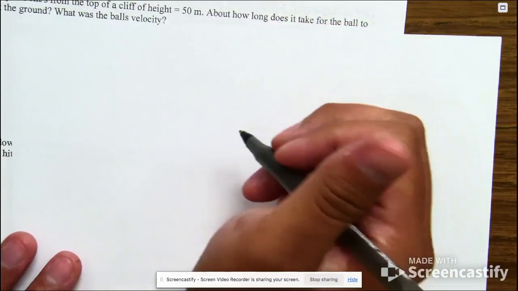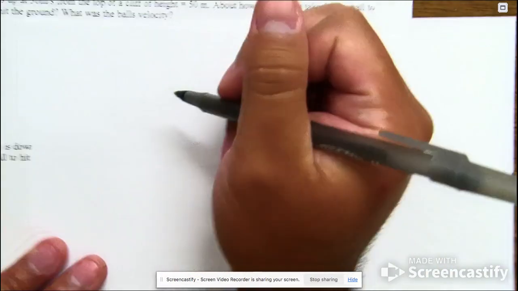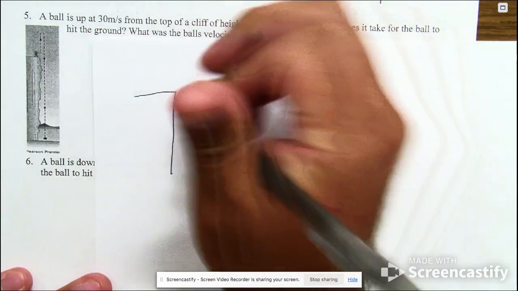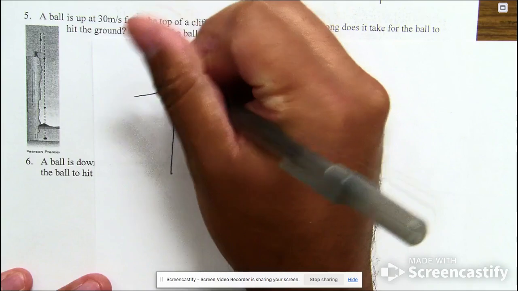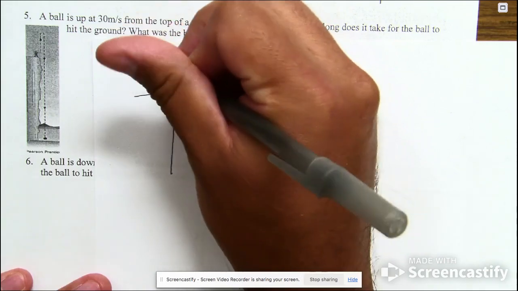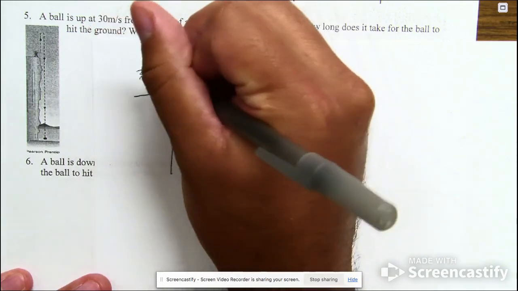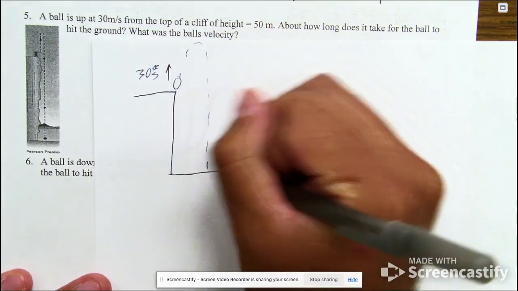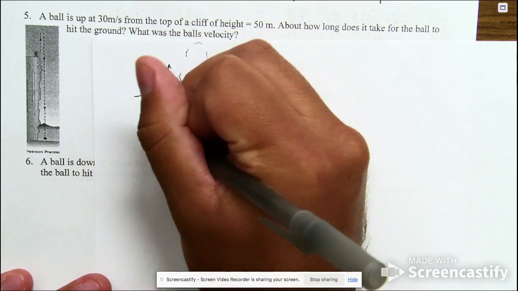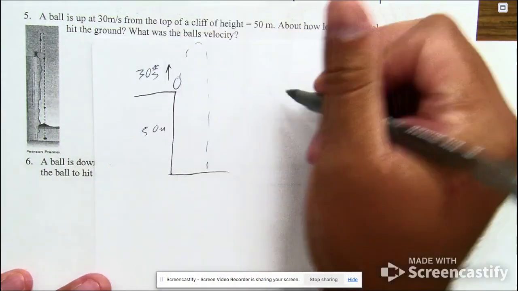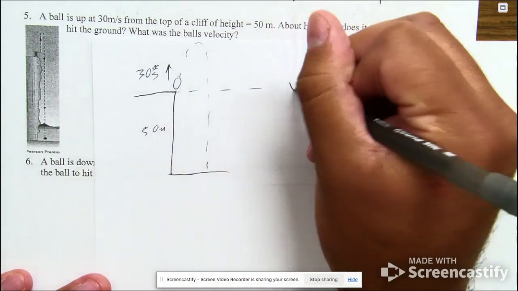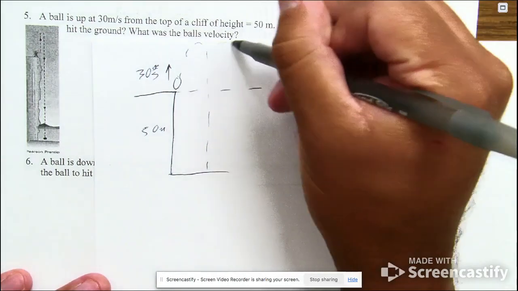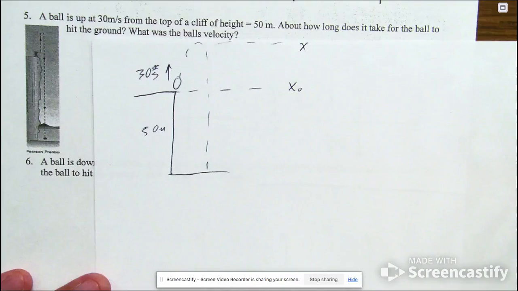So I'm going to go ahead and draw this out. Okay, a ball being thrown up this way at 30 meters per second. It's going to do something like that. This is 50 meters. Okay, once again, I'm going to define my coordinate system. I'm going to call this x naught. But this time, I'm going to call my final position up here x.